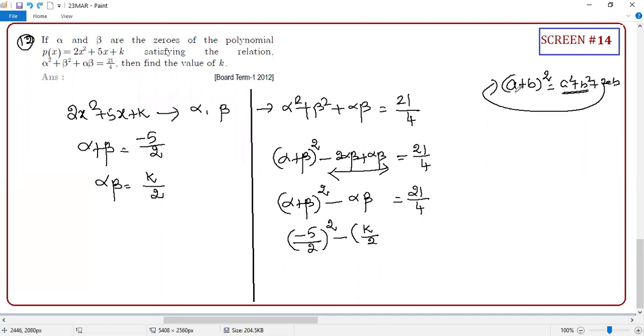We know very well a plus b the whole square is nothing but a square plus b square plus 2ab. Now can you find a square plus b square? It is a plus b the whole square minus 2ab. Are you clear? Accordingly, I put this expansion. Any doubt? Sir, that plus 2ab and minus 2 alpha beta plus alpha beta, what does that mean? This whatever is given is written like this. Are you clear?